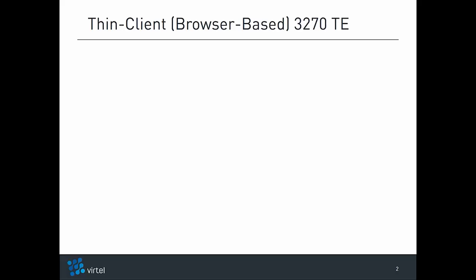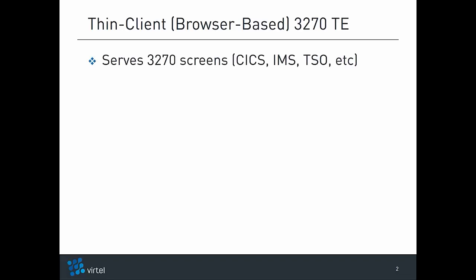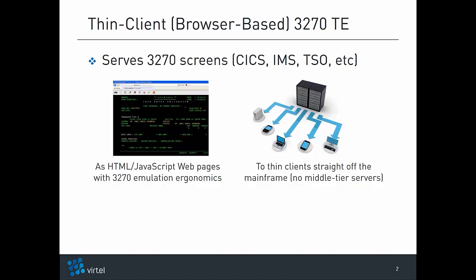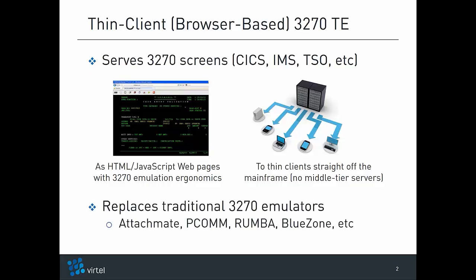Virtel Web Access is a thin-client, browser-based 3270 terminal emulator. Virtel Web Access serves 3270 screens as HTML JavaScript pages with 3270 emulation ergonomics to thin client devices straight off the mainframe without middle-tier servers. It's an attractive modernization alternative for client and server-based 3270 terminal emulators such as Attachmate, PCOM, Reflection, and Bluezone.